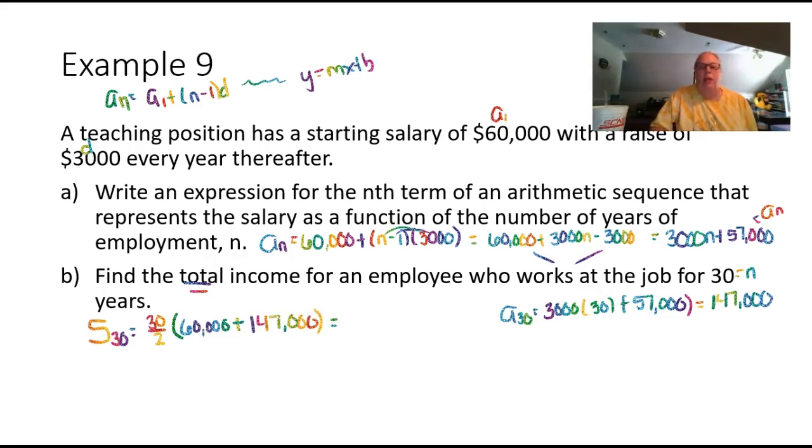And now we can get the sum of the salaries for that particular teacher. So 30 over 2 times 60 plus 147. And that gives me a lot of money. We've got $3,105,000 that teacher has earned over the entire 30 years of their employment.